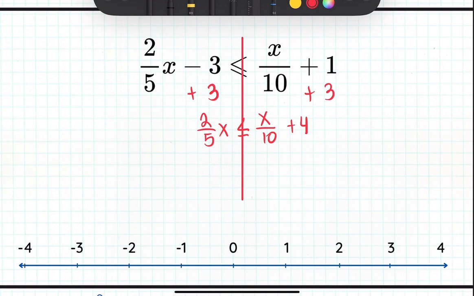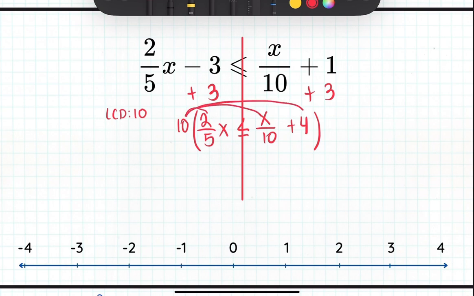I prefer to turn everything into whole numbers, so we're going to do that. So we have to see what is our LCD here? What is our least common denominator here? And we could see that it's 10 because 10 is a common multiple of 5. So our least common denominator is 10. So we're going to multiply everything by 10. So we're going to multiply my entire equation by 10, and we're just going to distribute that to everything.